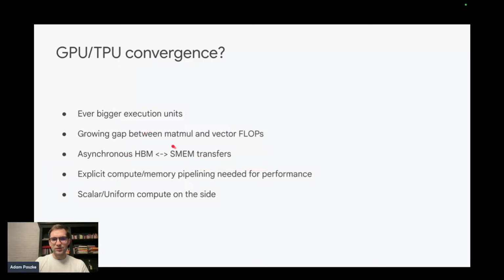There's a growing gap between matmul and vector flops. Both have asynchronous HBM to SMEM transfers that you now need to carefully pipeline with your compute to make really good use of the hardware. And GPUs even added uniform compute, so there are now 2 classes of registers in GPUs, and they can hold deduplicated data between CUDA lanes. TPUs also have a dedicated scalar unit to discharge control flow and stuff like this. So I think there's quite a lot of similarity.